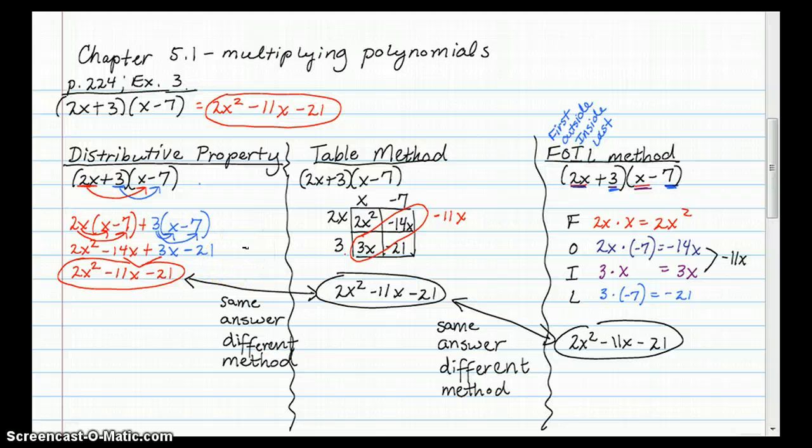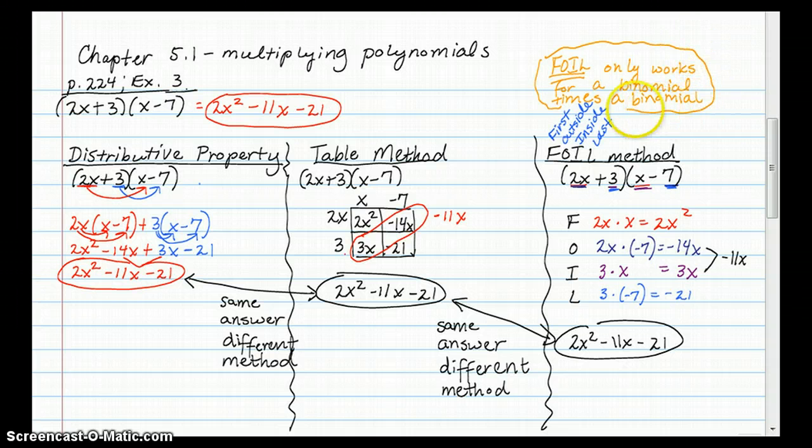However, that is not the case for FOIL. FOIL only works for a binomial times a binomial. So 2 terms times 2 terms. So it's a great method, but it is somewhat limited. Whereas the table method and the distributive property can be used on any multiplying of a polynomial problem.